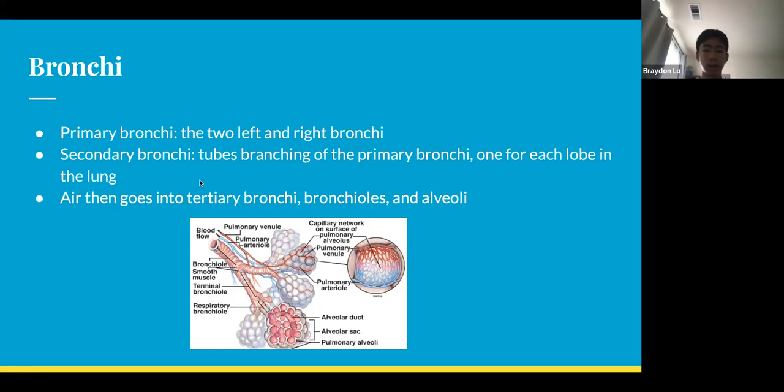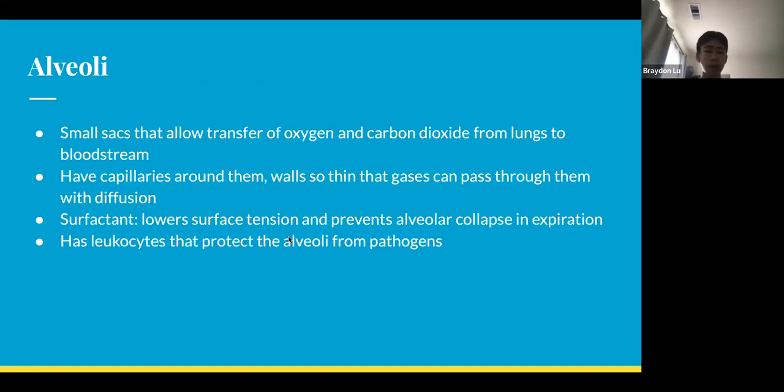Air then goes into tertiary bronchi, and then to the bronchioles, and then finally the alveoli. The alveoli are small sacs that allow for transfer of oxygen and carbon dioxide between the lungs and the bloodstream. How it does this is that there are small capillaries all around the alveoli, and because the wall between the alveoli and the capillaries is so thin, gases can just pass through with diffusion.